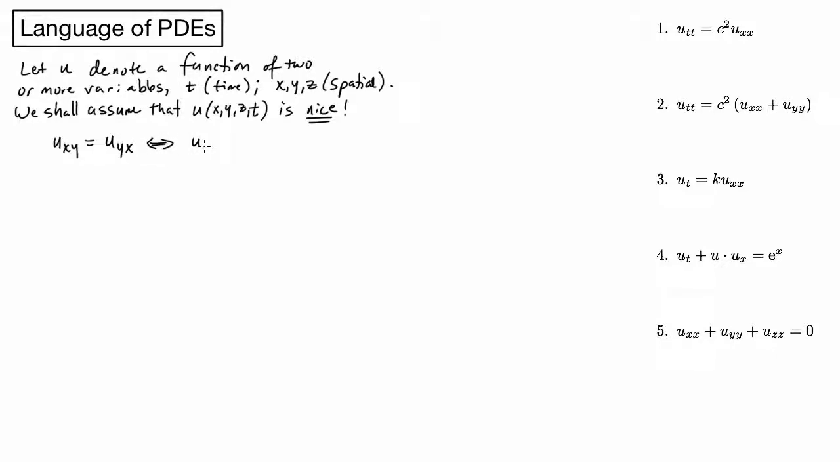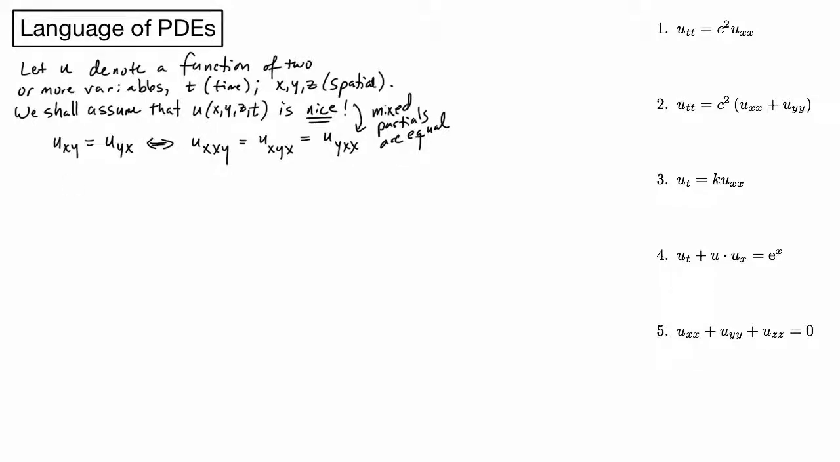Also, if you had a third order derivative, something like u_xxy, that's going to be equal to u_xyx, which would be equal to u_yxx. So by saying nice, what we mean is that mixed partials are equal. We need that for a lot of the techniques in this course. Fortunately, that is not that stringent of a condition. A lot of the functions we'll be working with will meet it. It's just a continuity condition.